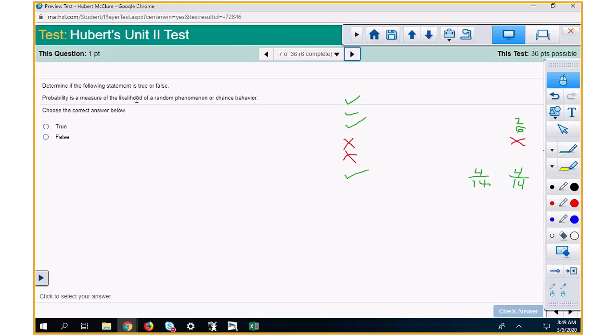Probability is the measure of the likelihood of random phenomena or chance behavior. I guess true.